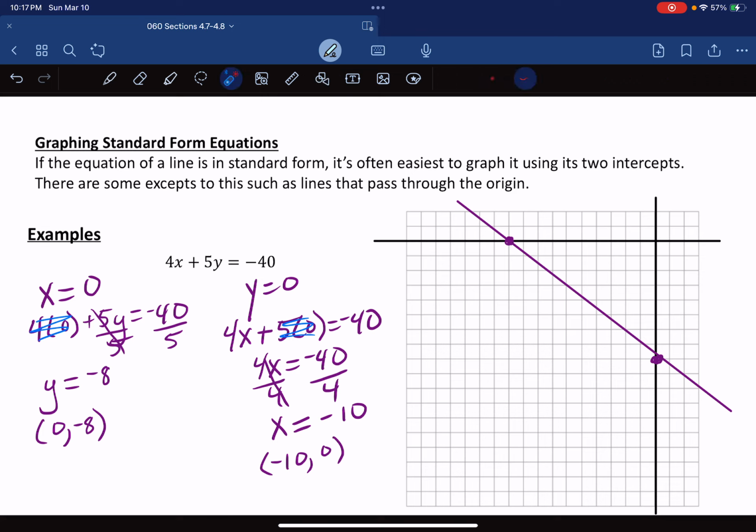And let me make sure I put the points in the right place. X is 0 and -8, 2, 4, 6, 8. X is -10, 2, 4, 6, 8, 10. Looks good. And that is graphing with x and y intercepts.